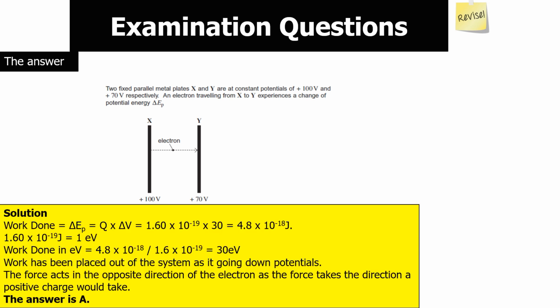Right, so the work done, which is the electrical potential energy, is Q times delta V. So the charge is the charge of the electron, which is 1.6 times 10 to the minus 19, times the change in potential, which is 100 to 70, which is 30. So therefore our work done is 4.8 times 10 to the minus 18 joules. Now we know that 1 eV is 1.6 times 10 to the minus 19 joules, so the work done in eV is 1 divided by the other, so it's 30 eV. Now work is being given out by the system because it's going down the potentials. Now the force acts in the opposite direction of the electron's motion, as the force takes a direction a positive charge would take and the electron is a negative charge, so therefore our answer is A.